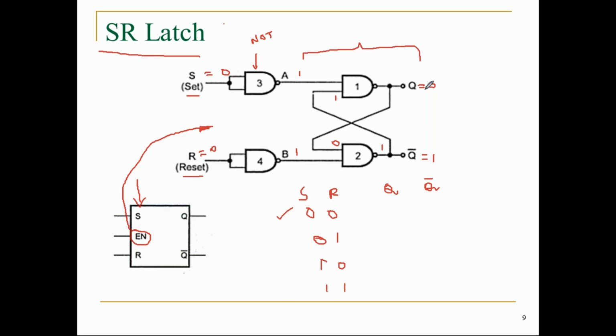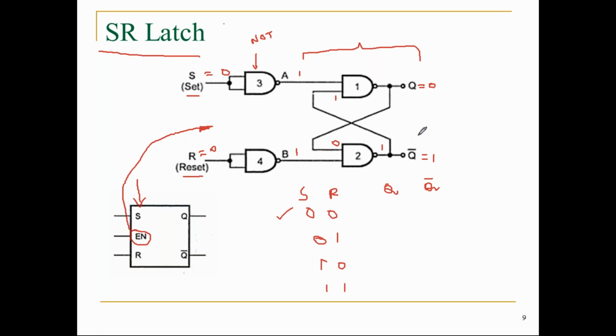So since I assumed this as a 0 that comes to here, that makes the output of this logic gate 1, and that 1 reaches to here. Since both inputs of this logic gate are equal to 1, my output equals 0.